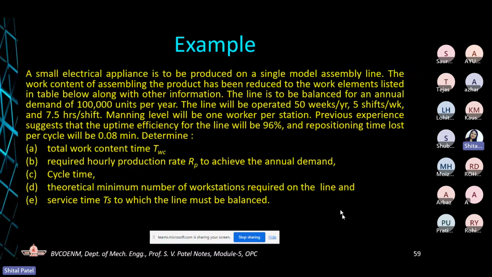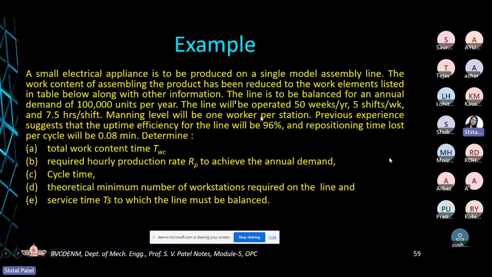The data is mentioned in the table below along with the other information. Now here, the line is to be balanced for an annual demand of 1 lakh units. So capital D, demand, is given here as 1 lakh units per year. Next, the line will be operated 50 weeks per year. Next data given is 5 shifts per week and 7.5 hours per shift.